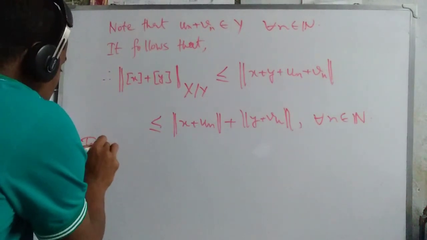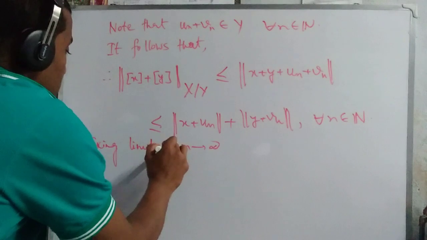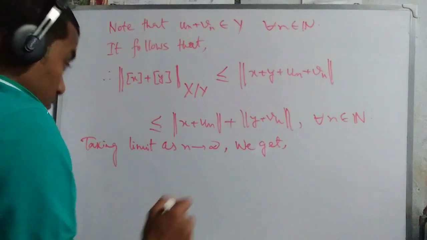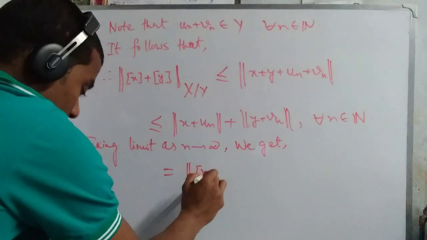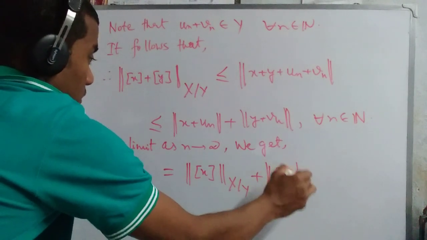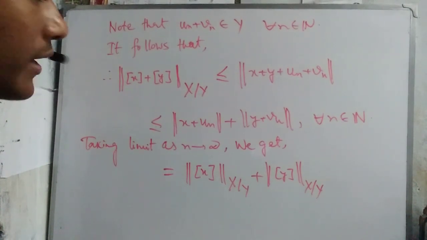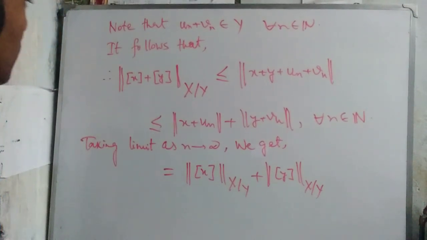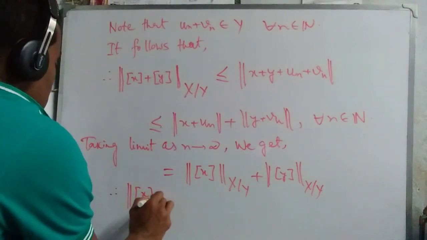And now taking limit as n tending to infinity, we get, okay, this one equal to norm of x quotient y, this one equal to norm of y quotient y. Okay, so we also going to proof of that. What proof? We write it now here. This one, norm of x plus norm of y.